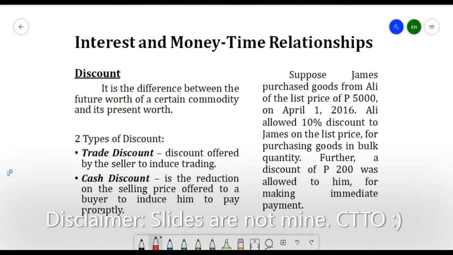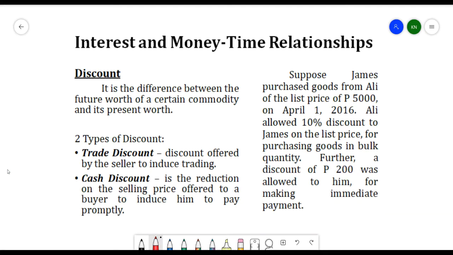Hello everyone, so in this video we will be discussing discount under the interest and money time relationships. Discount is the difference between the future worth of a certain commodity and its present worth. And there are two types of discount, which are the trade discount and the cash discount.